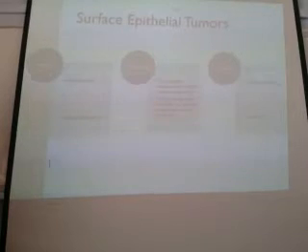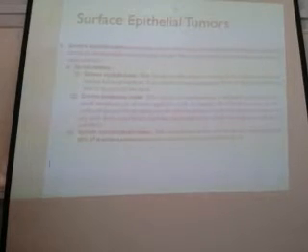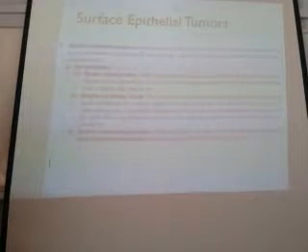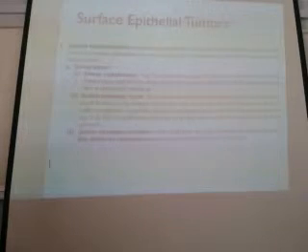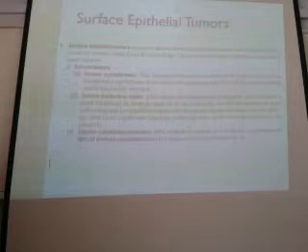There are two types: cystadenoma and cystadenofibroma. What is cystadenoma? This is a benign cystic tumor lined by cells similar to fallopian tube epithelium. What is the type of epithelium in the fallopian tube? Ciliated simple columnar epithelium is the epithelium of the fallopian tube. The same epithelium is the lining of this cystadenoma, and all the features of benign tumors will come here.